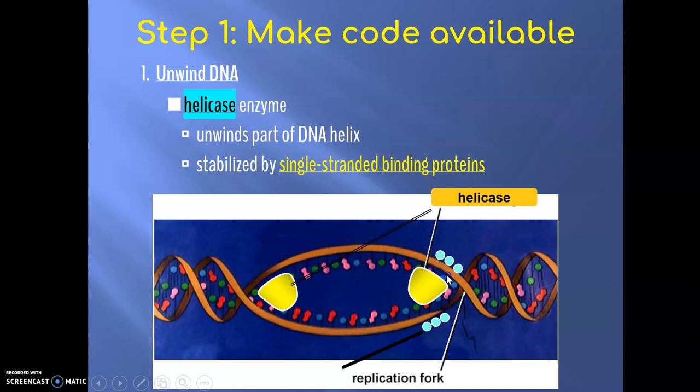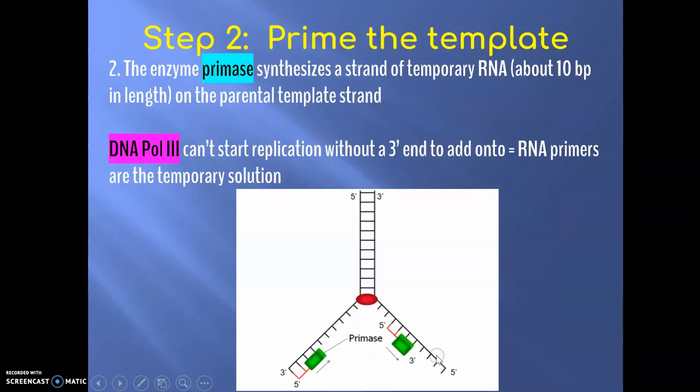So it comes in at both ends to help begin the replication. Now it creates this replication fork, which is where it starts separating for replication to start.